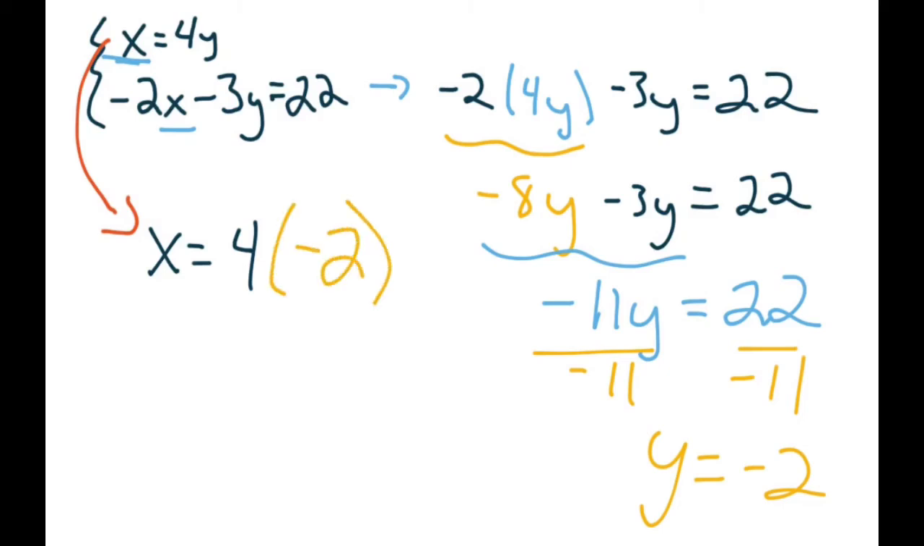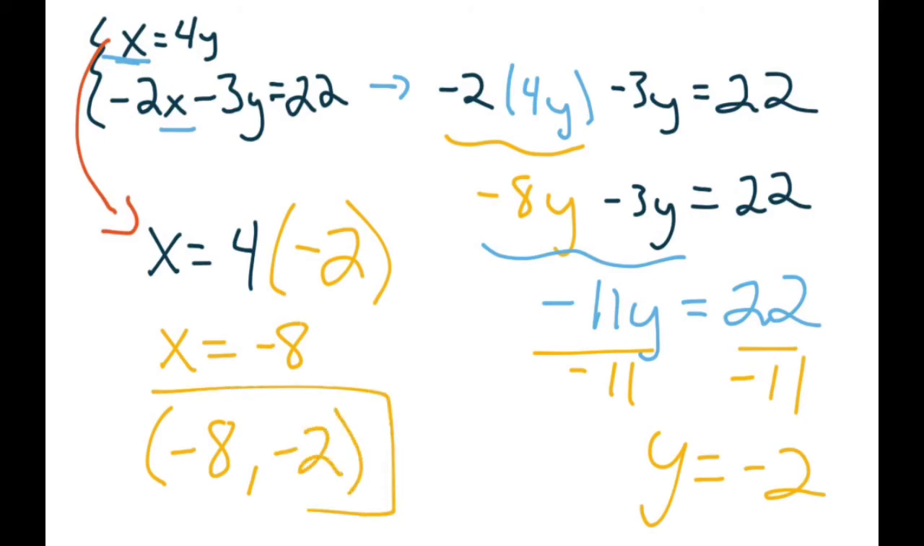So we have x equals 4 times negative 2, which then equals negative 8. Now we know x is -8 and then y would be -2. That is our point of intersection. So that is our solution to this system. This is where those two lines would intersect, -8 comma -2.